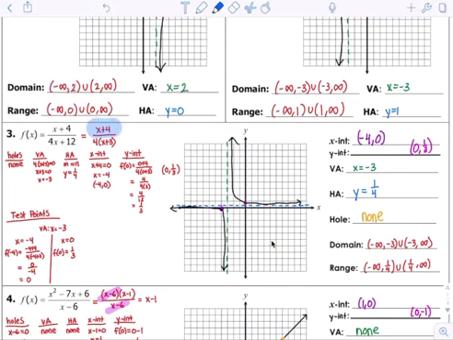For the x-intercept, you set the numerator equal to 0. So x plus 4 equals 0. Solve for that: -4, comma 0. For the y-intercept, substitute 0 in for x. So we get 0 plus 4 over 4 times 0 plus 3, which is 4 over 12, which simplifies to 1/3.